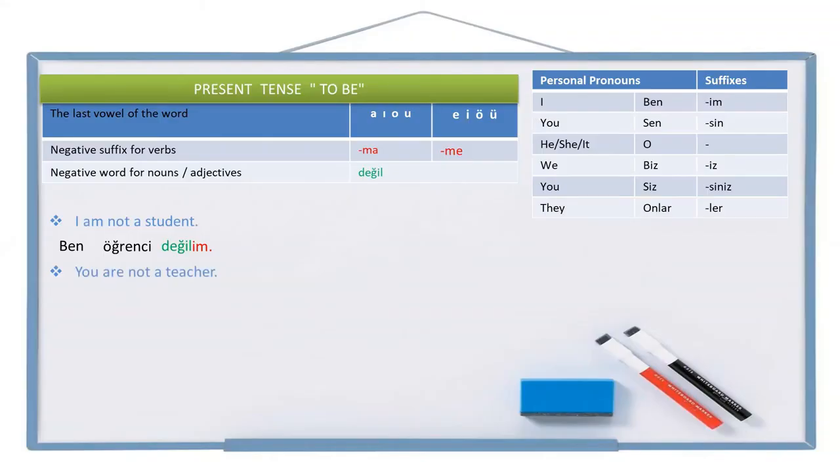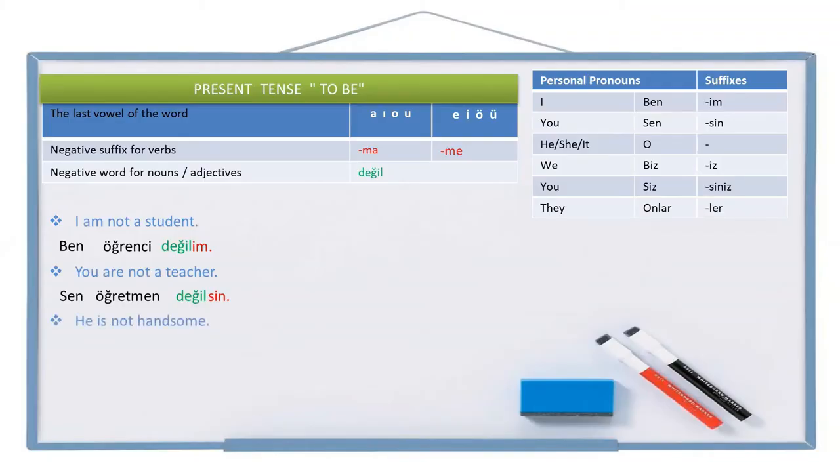You are not a teacher. Let's write the person pronoun you first. Sen. Teacher, öğretmen. Not teacher, öğretmen değil. And the person pronoun suffix to the end, öğretmen değilsin. Sen öğretmen değilsin. You are not a teacher. Let's make one more example.